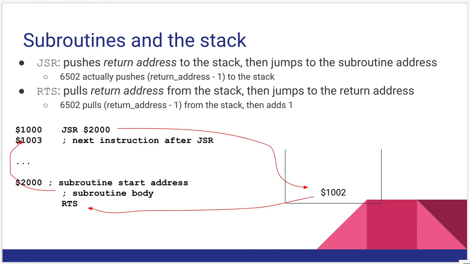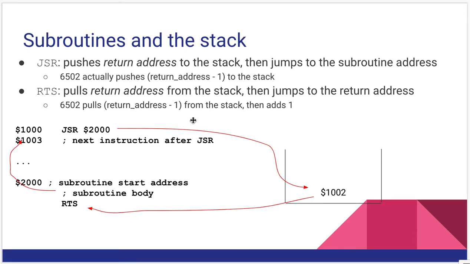Okay, let's get into the details of subroutines and how they work a little bit. The main thing with subroutines is the stack. If I remember, it's page one, I believe. Might be wrong, it's been a while. There's a whole page in memory that is a stack, 256 bytes, and its main function is to support subroutines. Specifically, when we do a jump to subroutine instruction, it pushes the return address to the stack, meaning where we're going to come back to when we see an RTS instruction.